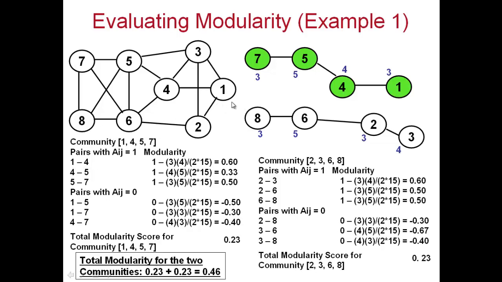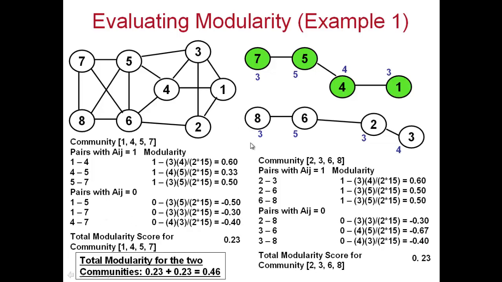So for node 1, the degree is 3, and that's what I have indicated here, the degree of node 1. For node 4, the degree is 4. That's what I have indicated here. For node 5, the degree is 5. That's what I have indicated here, and so on. That's why I said you need to find the modularity score for the vertices in the community based on the actual original graph.